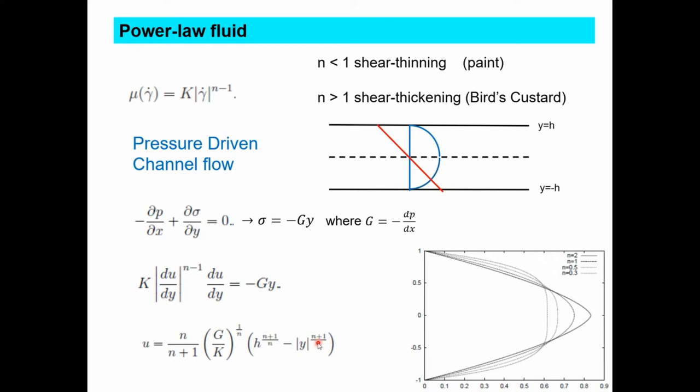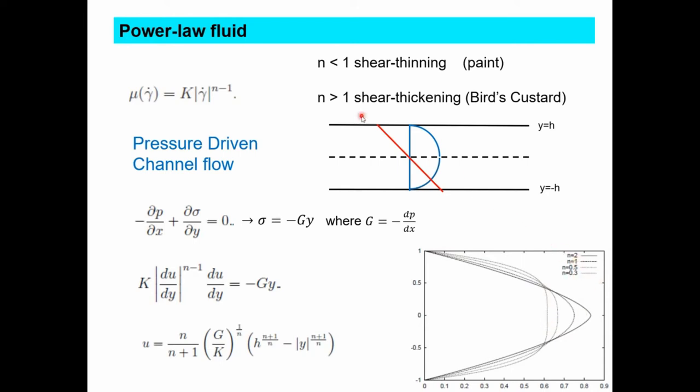Now, if n is less than 1, then what you get here is a higher power compared to the square. And so what you get is something that's more blunt. So here, for example, this is n equals 0.3, n equals a half. You get this more blunted profile because the fluid's thicker in the middle, so it doesn't want to shear there. And then it's thinner at the wall, so it tends to shear. Most of the shear happens at the wall, and you get rather less in the middle.